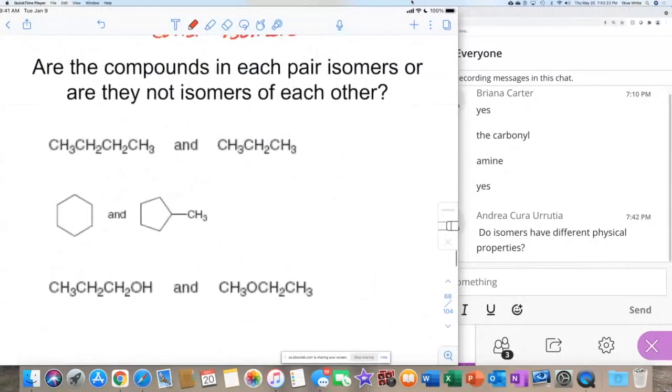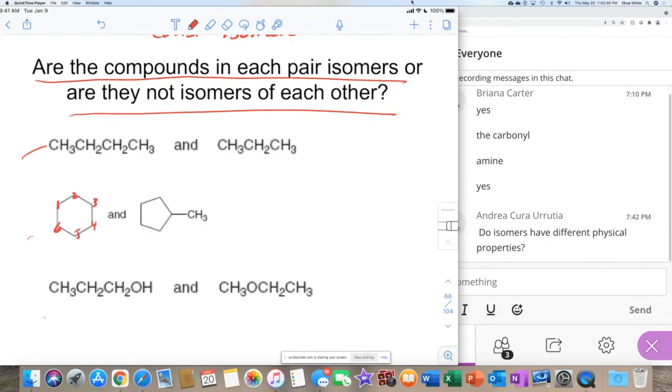Finally, we're getting to IUPAC naming. Are the compounds in each pair isomers or are they not isomers of each other? Same thing here. I'll skip over the first one, I think it's pretty clear. I'll do the second and the third. First one, 1, 2, 3, 4, 5, 6. I'm counting the carbons. Remember, each corner where the lines meet is a carbon. So I have 6 carbons.